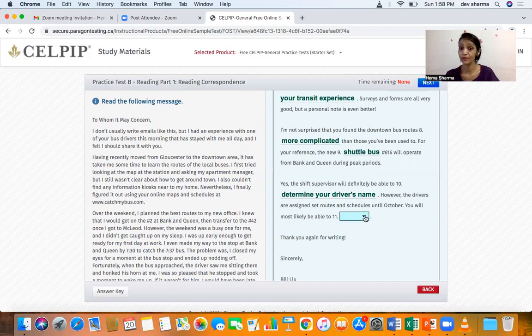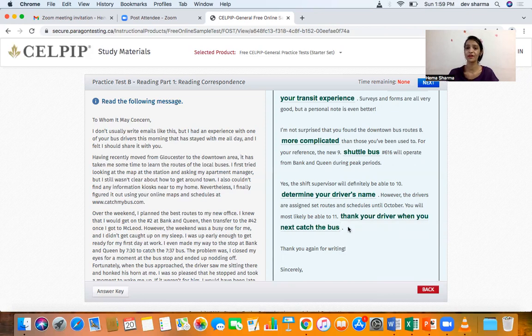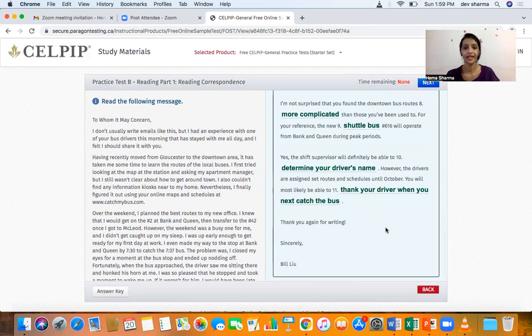So you will be able to do what? Thank your driver when you next catch the bus. Suggest that our drivers wear name tags. Remind all our bus drivers to be on time. Consider establishing information kiosks. No, you should be able to thank your driver when you catch the next bus, because we have set routines until October. Thank you again for writing. Sincerely, and this is the end of the email, right?